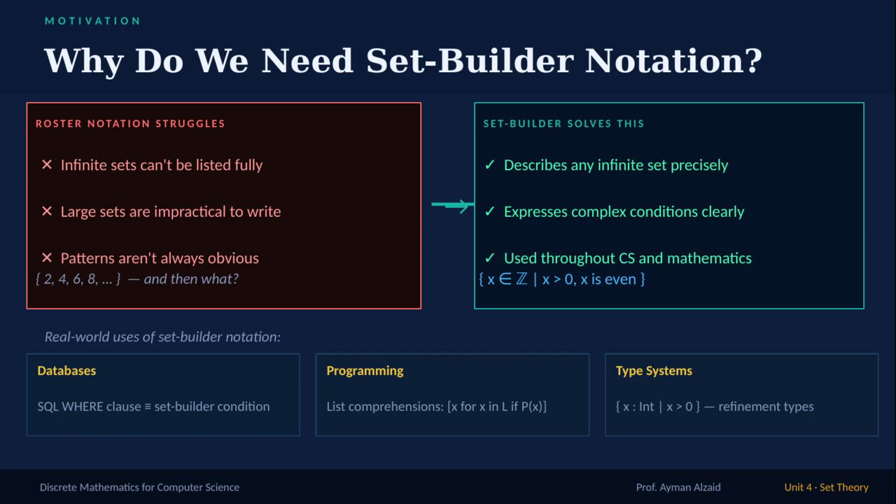Before we define set builder notation formally, let's understand why we need it. Roster notation works fine for small sets. But what about the set of all even integers, or the set of all real numbers between 0 and 1? We cannot list those, there are infinitely many. That's where set builder notation shines. It lets us describe any set, no matter how large or complex, by stating the property its elements must satisfy.